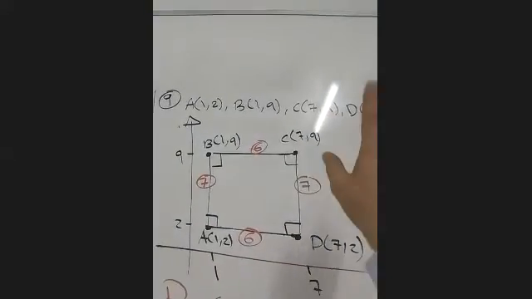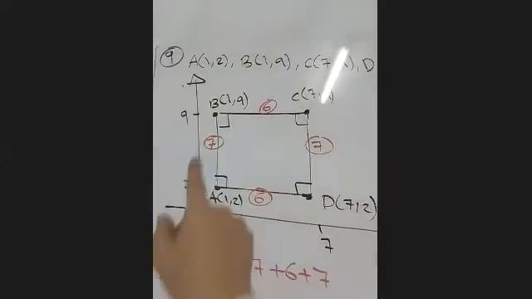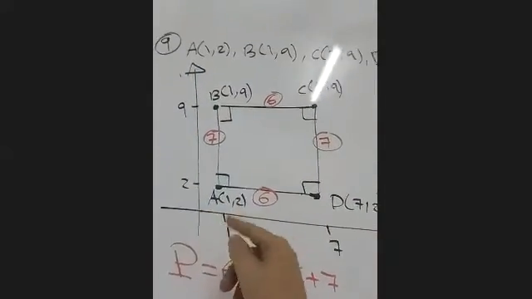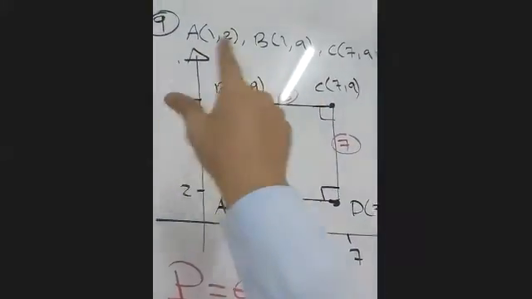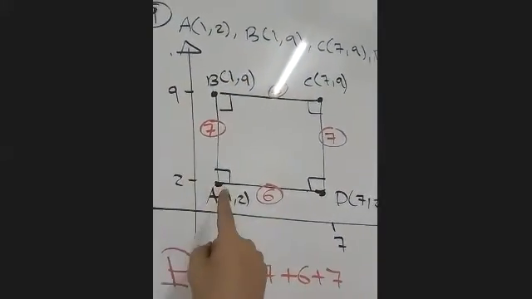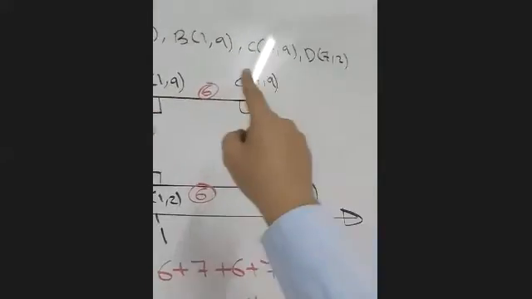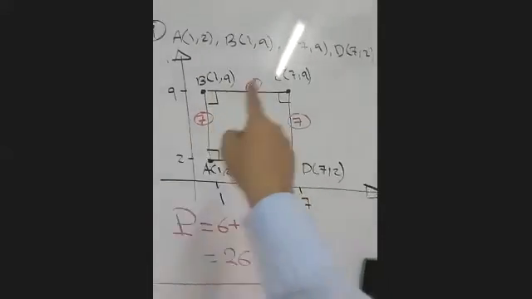Focus with me. Do you know what this is? This is what we call the coordinated plane. Now we plot the points on the coordinated plane: 1 and 2, right? Then 1 and 9, then 7 and 9, then 7 and 2.